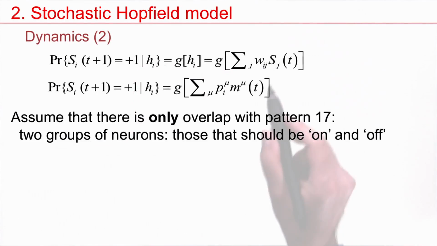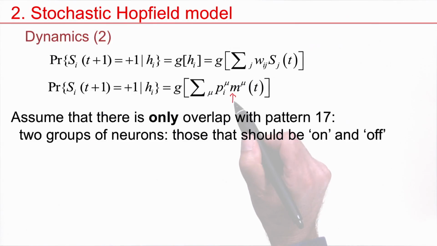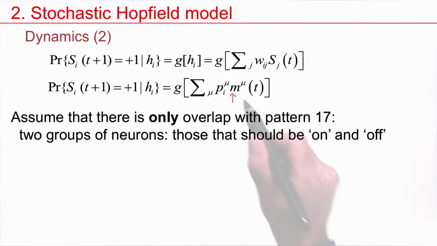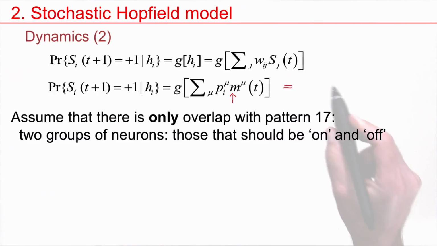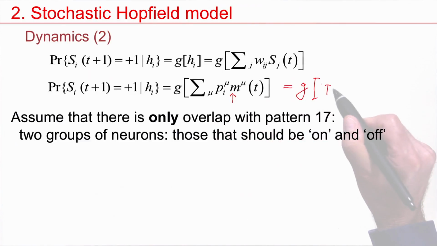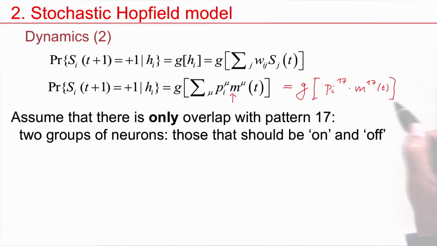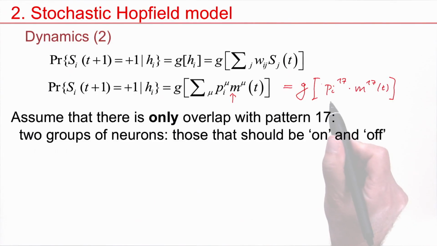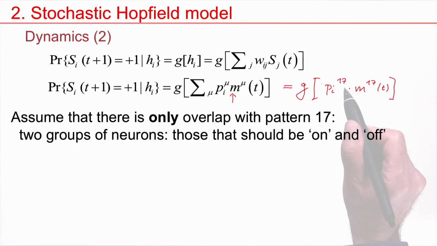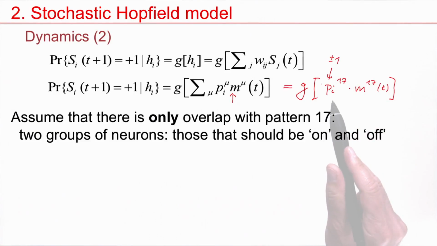So now, if we look at this, this is the total input, sum over all neurons, rewritten as a sum over overlaps. Now assume that there's only overlap with pattern number 17. What does that mean? Well, it means that the overlap with all other patterns is 0, and therefore, in this case, I would have g of the sum over mu. I only have pattern 17, so it's pi 17 m17 of t. So now you see that there are only two possibilities. Pi 17, what's this? This is the value of the pixel i in pattern number 17. So pi 17 is plus minus 1. It's black pixels or white pixels.